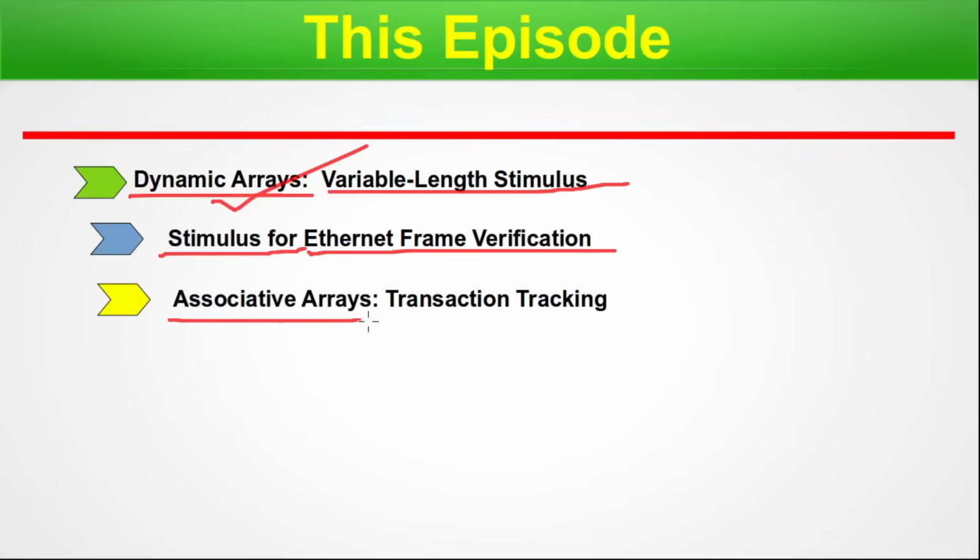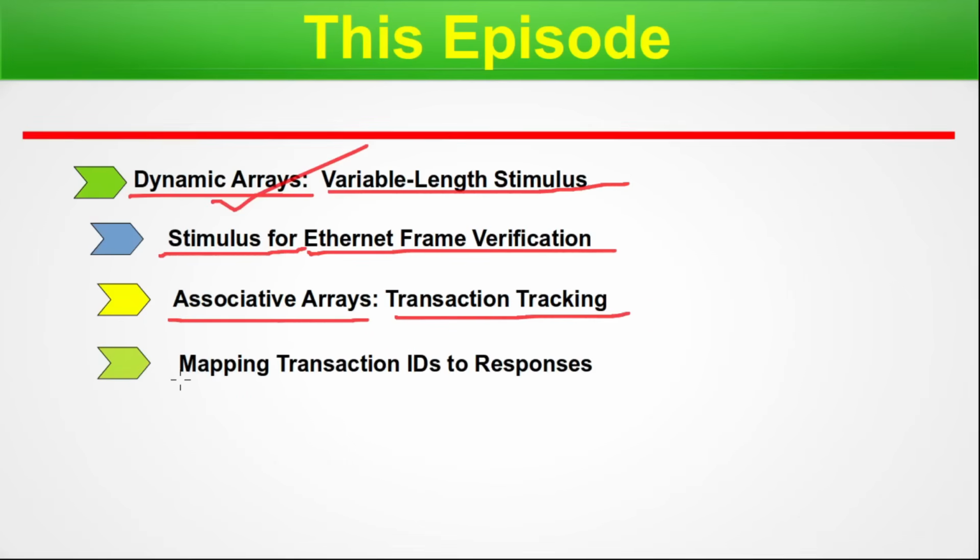Next, we'll talk about the associative arrays that is mostly used for transaction tracking, and this is a very important part of the verification. Next, we will talk about the mapping transaction IDs to the responses through an example, and that will explicitly say how the associative array is used in verification.